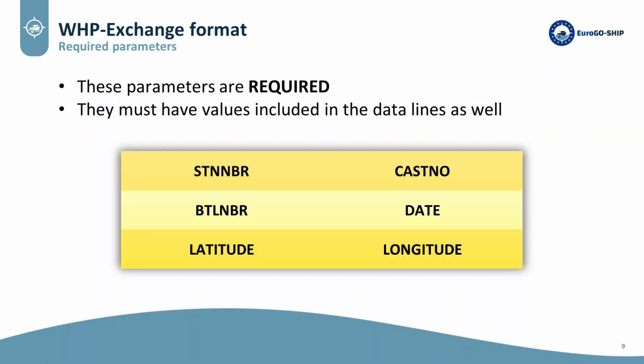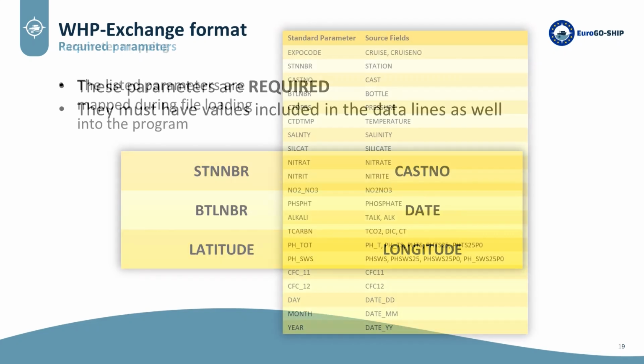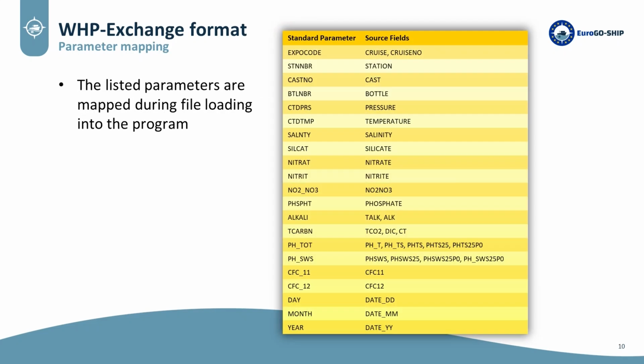These required parameters need to be present in exchange bottle files. They must have values present in the data lines as well. The application uses WHP exchange bottle names internally, but can translate common alternative names into their WHP equivalents to simplify usage. When exporting to WHP format, the correct standardized names are applied. The listed parameters are mapped during file loading into the program.